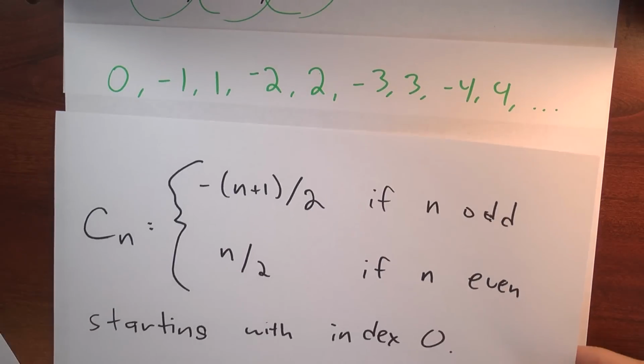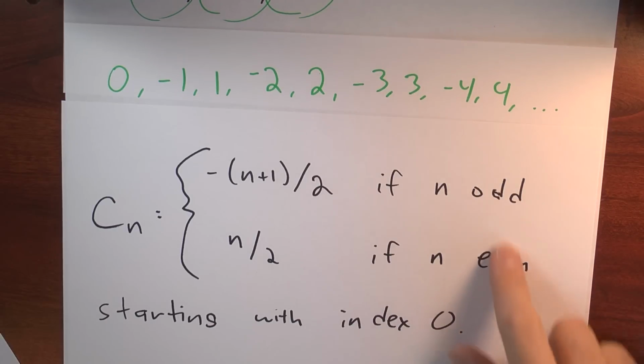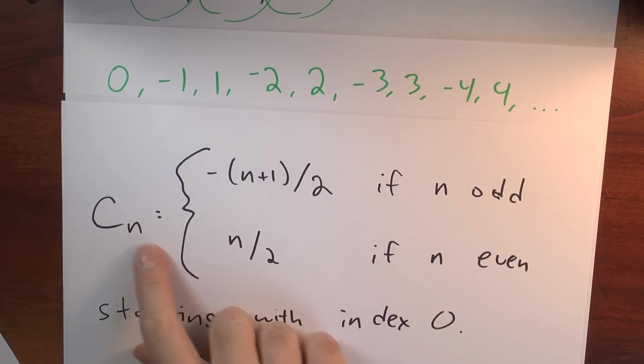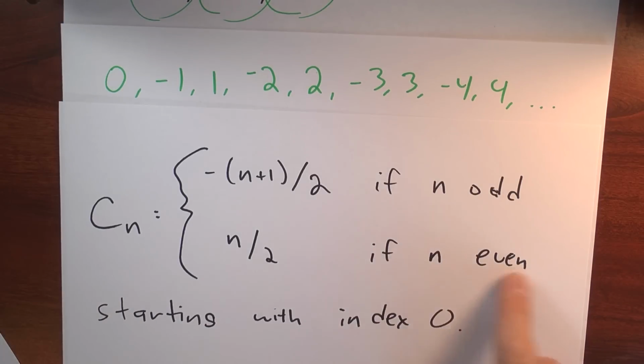I'd like a formula for that sequence. Well, here's a formula for the sequence. C sub n will be defined via this piecewise definition depending on the parity of n, whether n is odd or even. If n is odd, then the nth term will be negative n plus 1 over 2, and if n is even, then the nth term is just n over 2. And I'll start with the index 0.